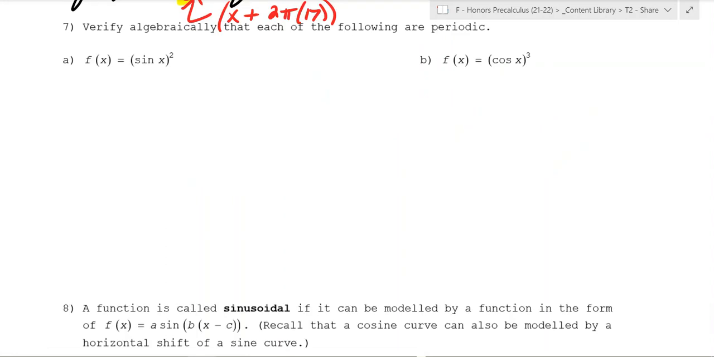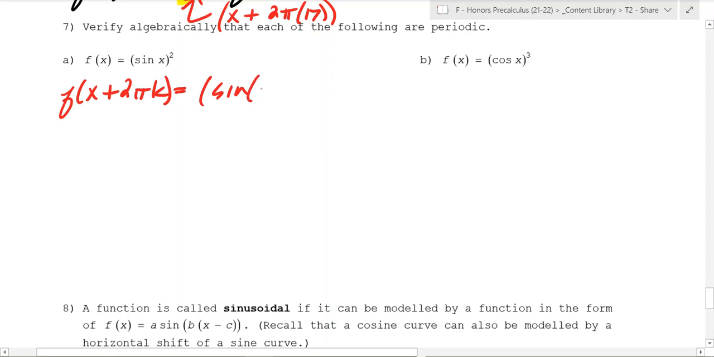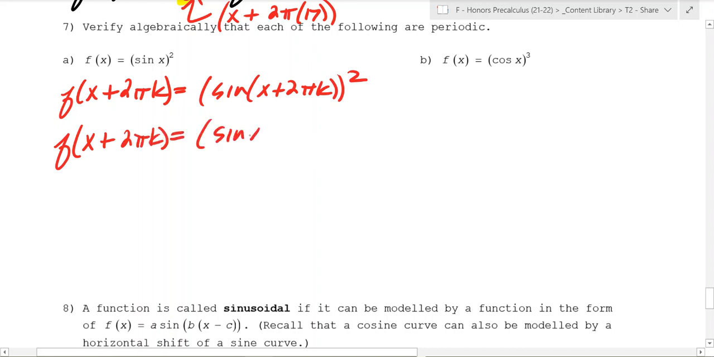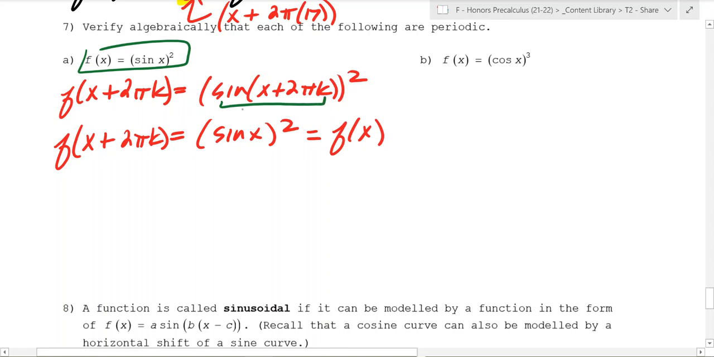So the way they have you prove that things are periodic algebraically is based on what I just told you above. You know that f of x plus 2 pi k is going to be equal to the function sine of x plus 2 pi k, squared. That's what this function is defined as. But we know that f of x plus 2 pi k is going to be equal to sine of x squared. It's another truth we know, which is definitely going to be equal to f of x, because by definition, this is what we were given right here. So basically what we know is that because you can slide it infinitely over, the squaring doesn't change anything.